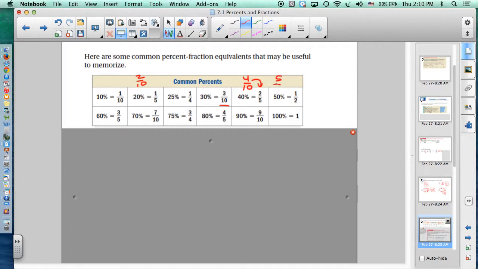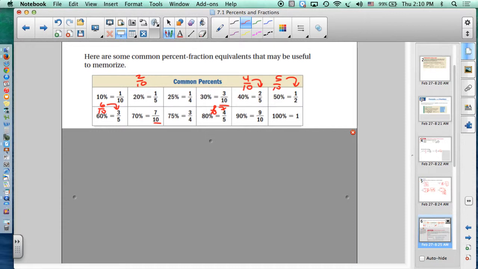50% is 5/10, which would reduce to 1/2. 60% would be 6/10, which would reduce to 3/5. 70% is 7/10. 80% is 8/10, which again would reduce to 4/5. 90% is 9/10, and 100% would be 10/10 or a whole. "Of" would mean 100% of.